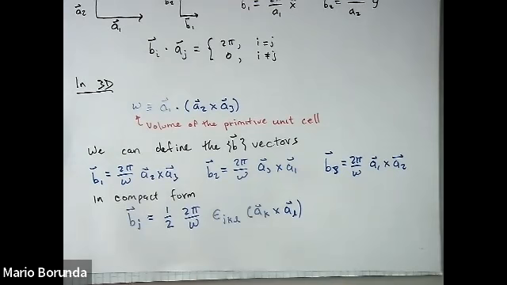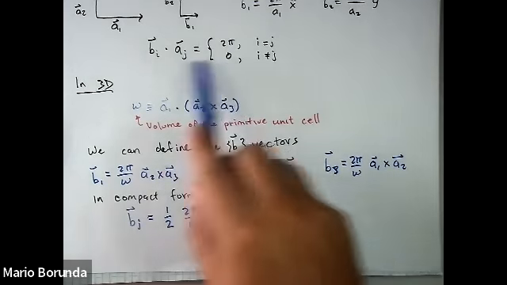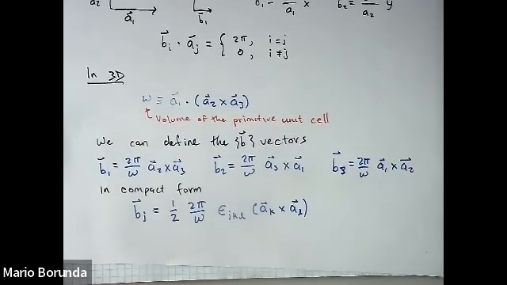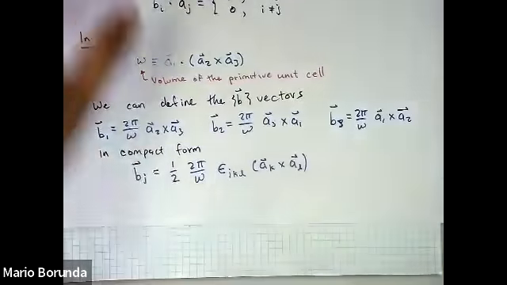So the important thing though is that by construction, as you see here, the b and the a vectors, let me write this down.